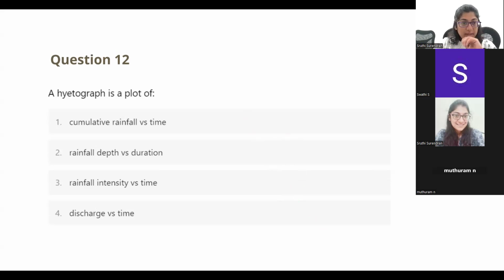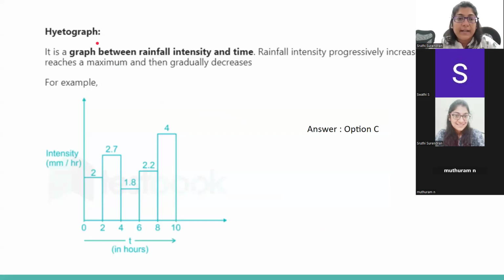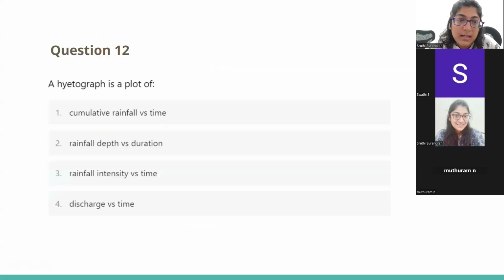Correct answer. It is rainfall intensity versus time. So a hydrograph is a graph, a bar chart, that is a plot basically between the intensity of rainfall versus the duration. It will look like this. And last session we had learned about what hydrograph is. It is discharge versus time. So rainfall intensity versus time is the hyetograph. Discharge versus time is the hydrograph.